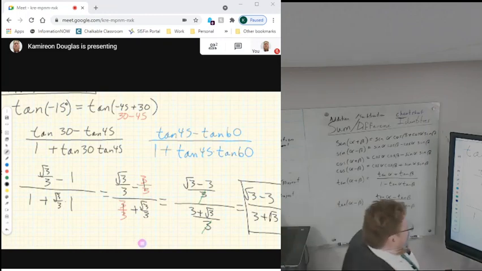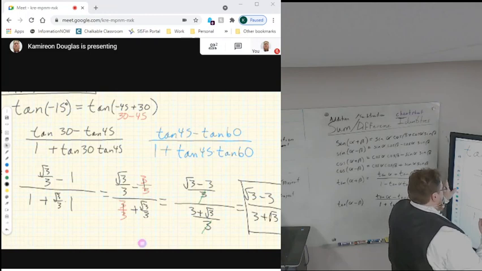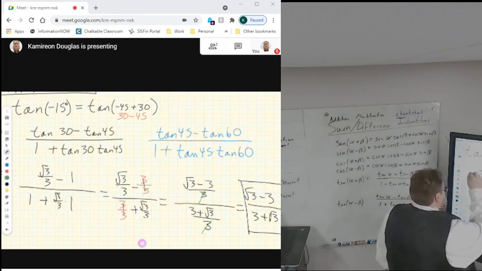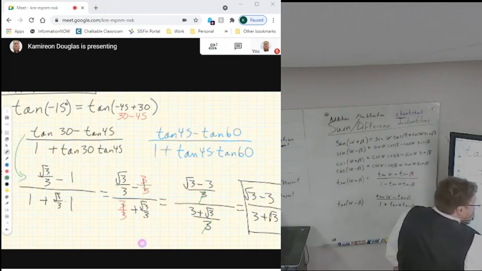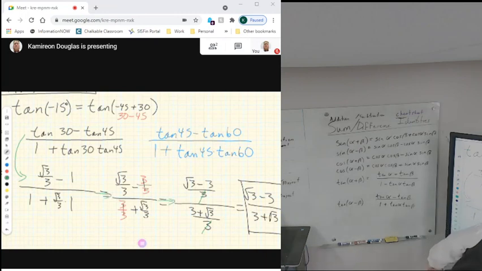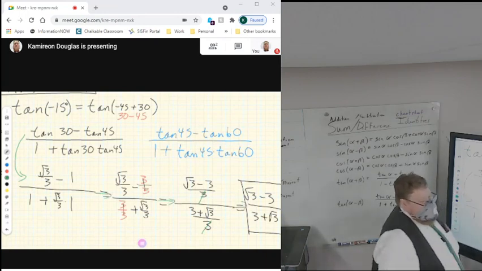So this is Madeline plus Cole's path. They go to here, and then they just keep simplifying algebraically. Keep simplifying, keep simplifying, keep simplifying.